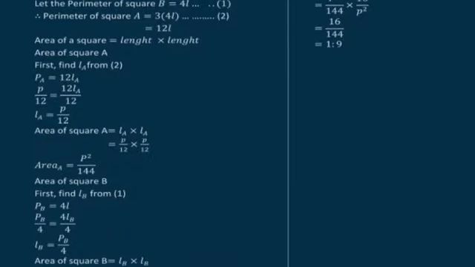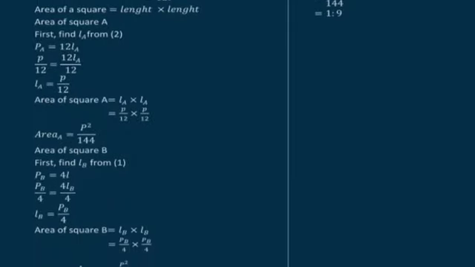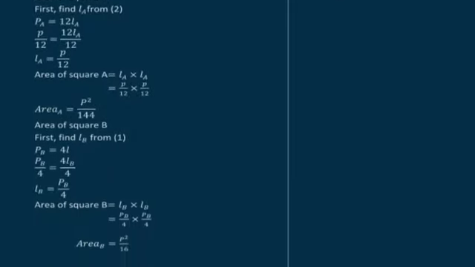Now, to find the area of square A, recall that the area of a square is length times length. We've gotten the length of square A. So length times length, the length for square A is P over 12. So P over 12 times P over 12 gives us P square over 144. So the area of square A is P square over 144.